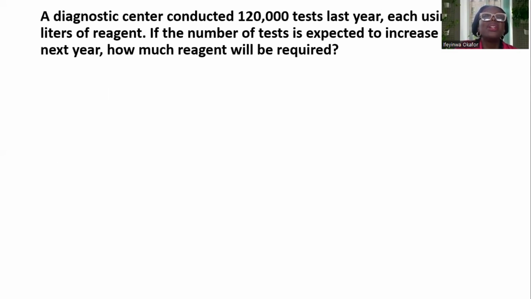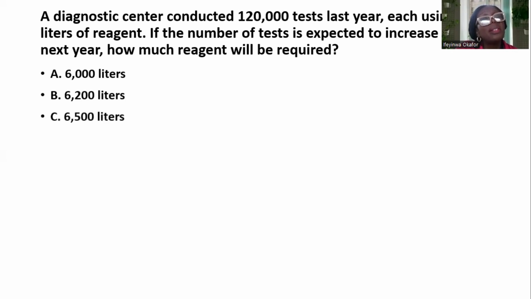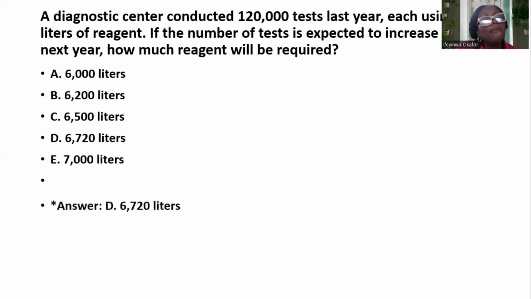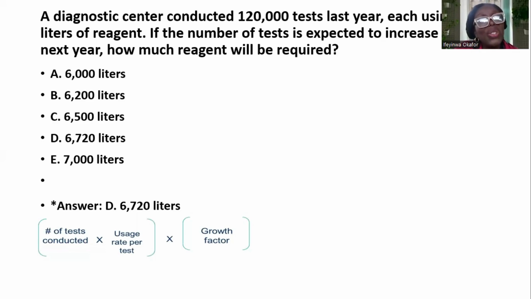A diagnostic center conducted 120,000 tests last year, each using 0.05 liters of reagent. If the number of tests is expected to increase by 12% next year, how much reagent will be required? And we have 6,000 liters, 6,200 liters, 6,500 liters, 6,720 liters, 7,000 liters, and our answer is D, 6,720. And you know the formula for this: number of tests conducted times the usage rate per test, all multiplied by the growth factor, gives you the forecasted quantity.